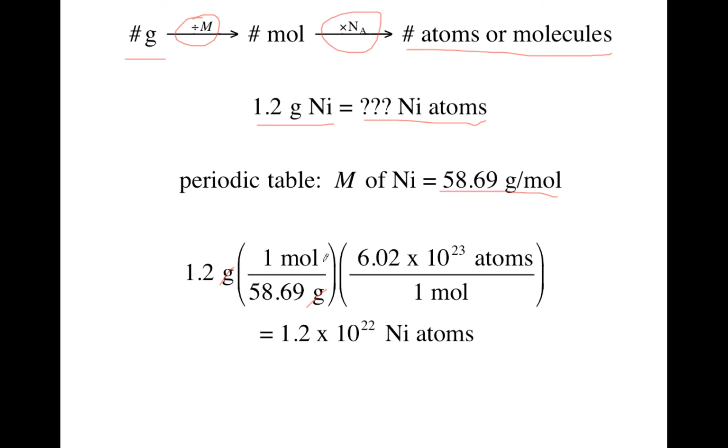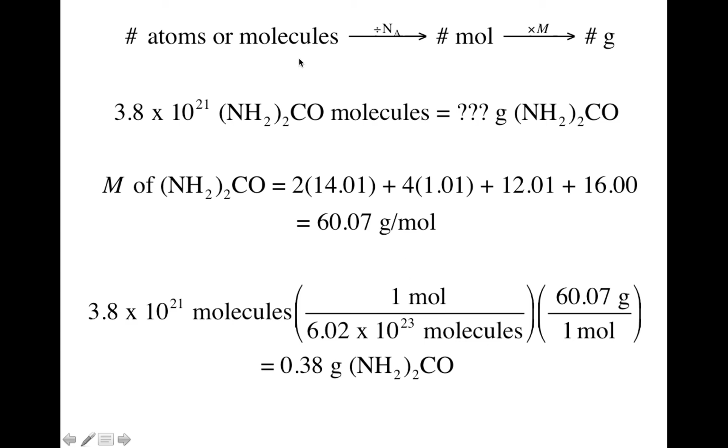And once we have moles and we want number of atoms, we're going to multiply by Avogadro's number. But again, we're going to show it as a conversion factor with 1 mole on the bottom so that that cancels out, and then Avogadro's number on top. So if you do that and multiply out all the numbers and divide by 58.69, you will get the final answer for nickel atoms.